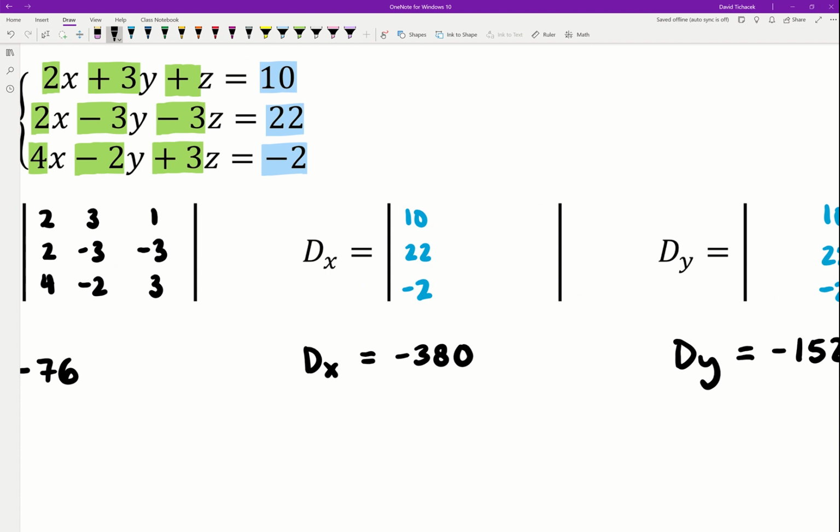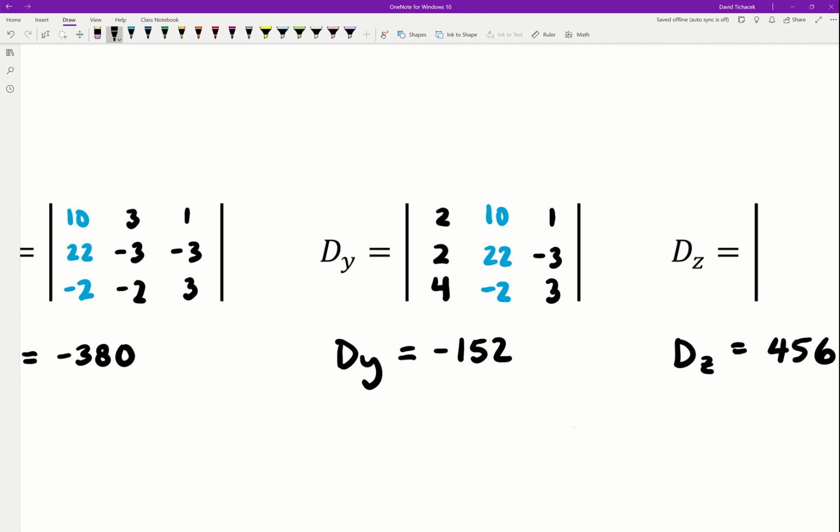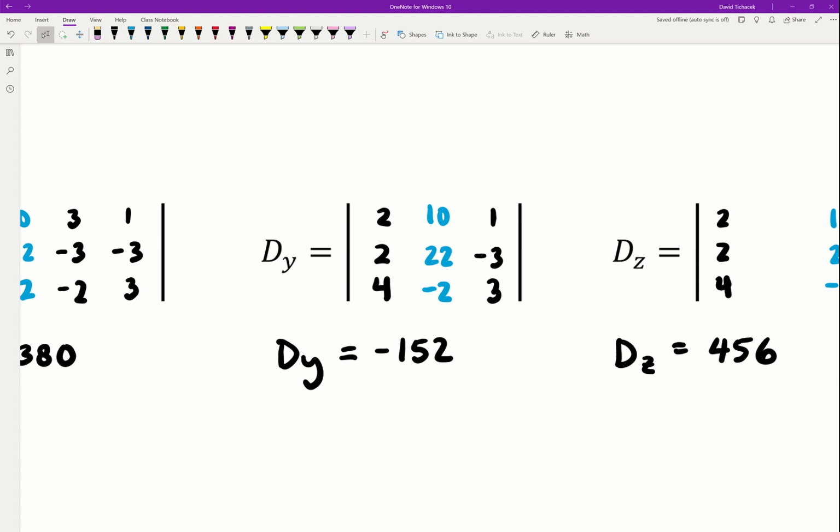So my dx needs the original second column, so I'm going to put that in here, and then it needs the original third column, so we'll put that in here as well. Okay? My dy needs the original first column, so I'll put that in, 2, 2, and 4. And then my dy also needs the original third column, which was 1, -3, 3. Next, my dz needs the original first column, which is 2, 2, and 4. And it needs the original second column, which is 3, -3, -2.